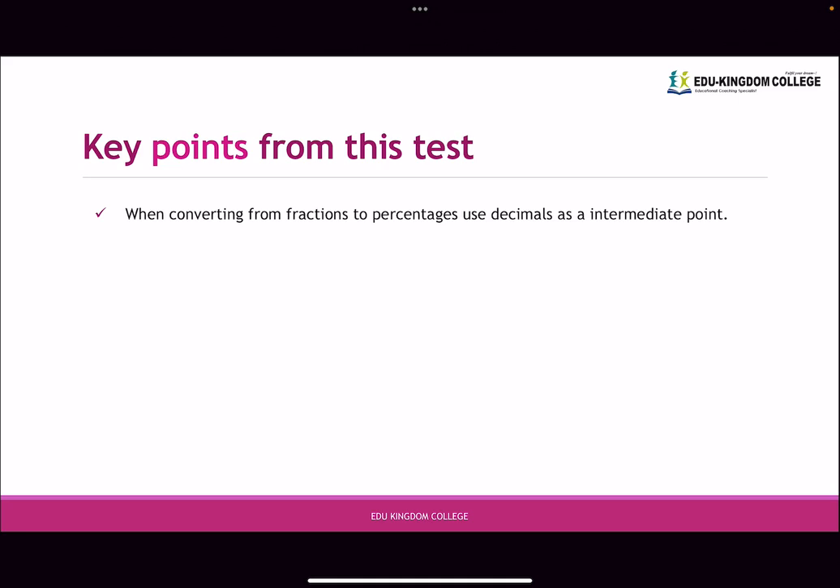All right. Thank you for holding up in that video, everyone. So our key points from this test was just conversions from fractions to percentages, and we're using decimals as well, kind of as a middle point as we cross over from one to the other.